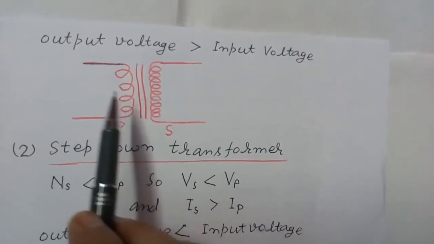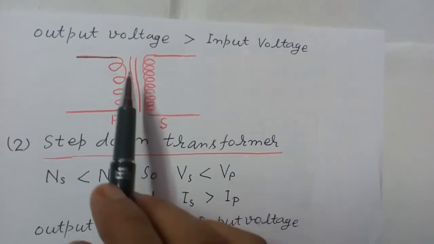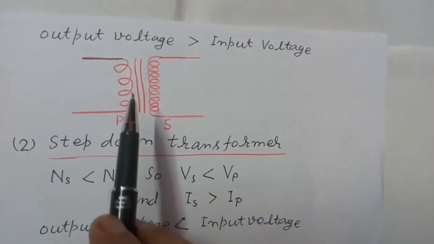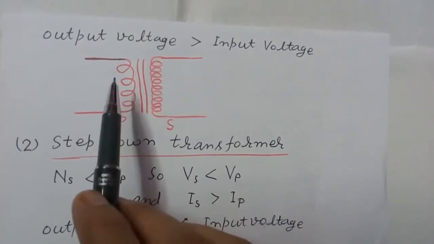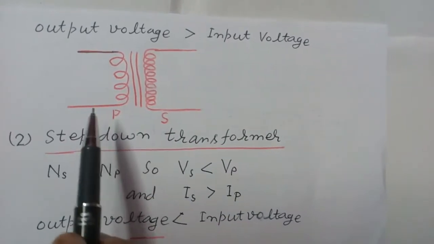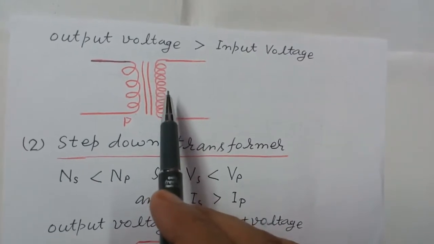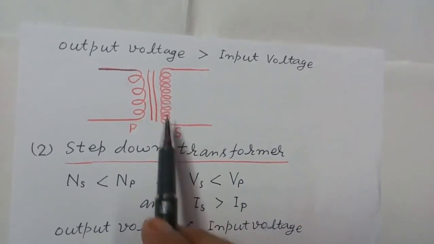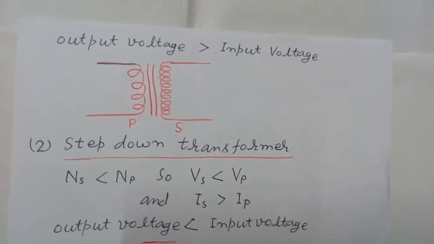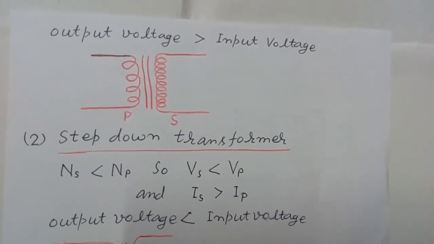Now in a step up transformer, the primary coil has a small number of windings of thick insulated copper wire, and the secondary has a greater number of turns of insulated thin copper wire.